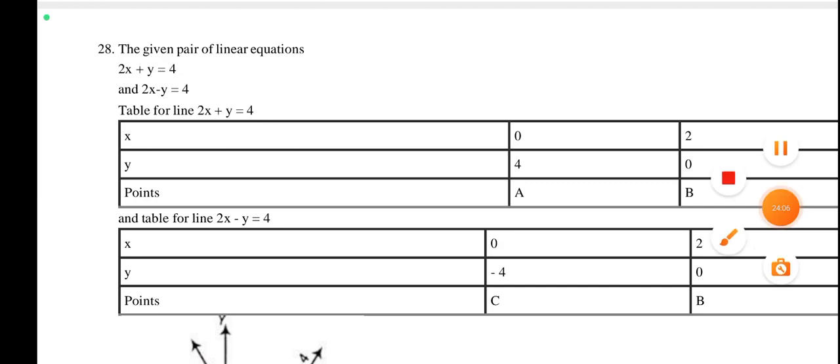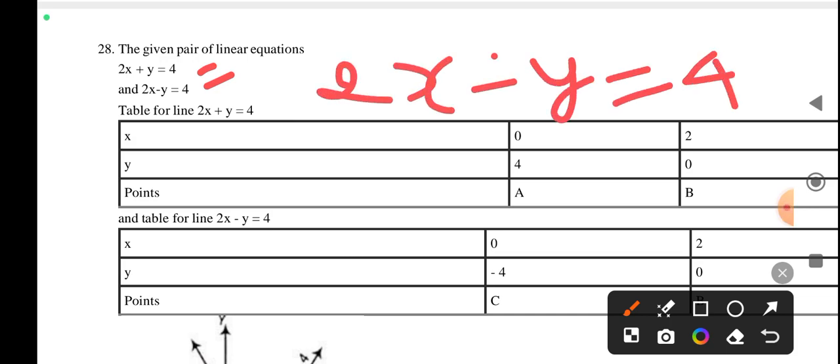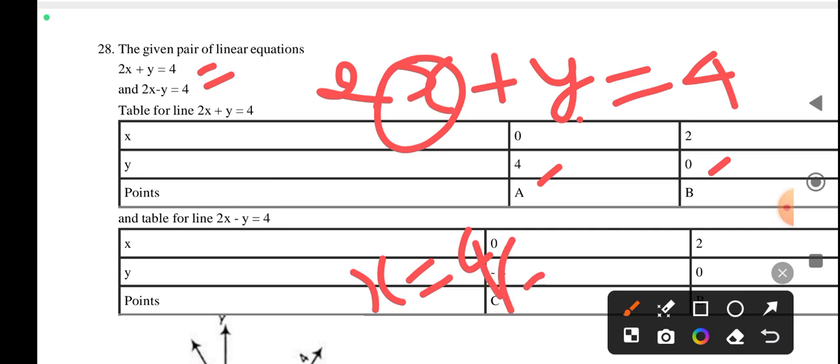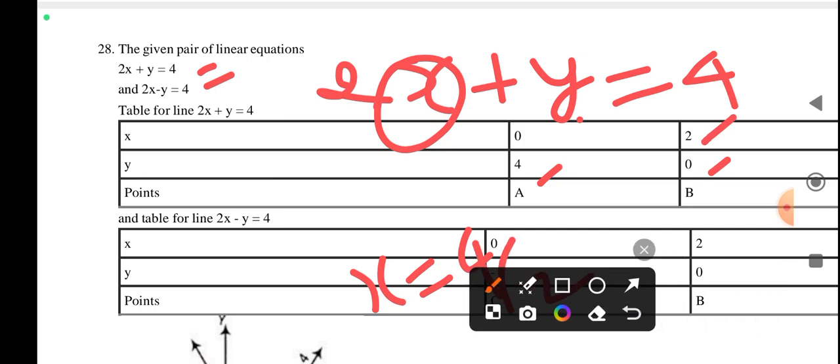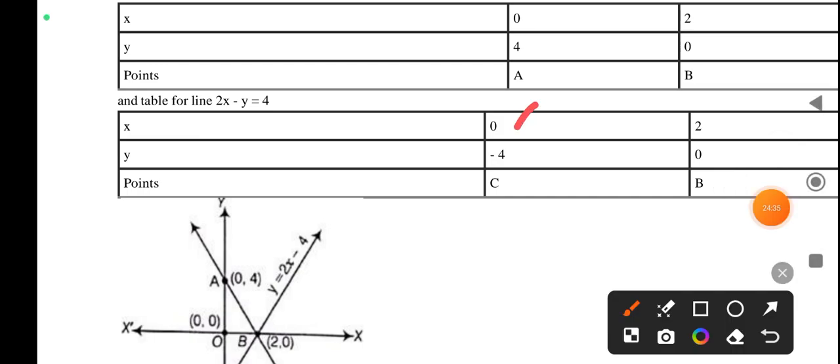28th question, very, very important, children. Graph. They have given you 2x plus y equals to 4. So in 2x plus y equals to 4, x value is substituted 0, na, y is 4. Then y value is substituted 0, na, x equals to 4 by 2 is 2. Same way the second equation, 2x minus y equals to 4. x is 0, na, minus y is 4, y is minus 4. y is 0, na, x equals to 2.